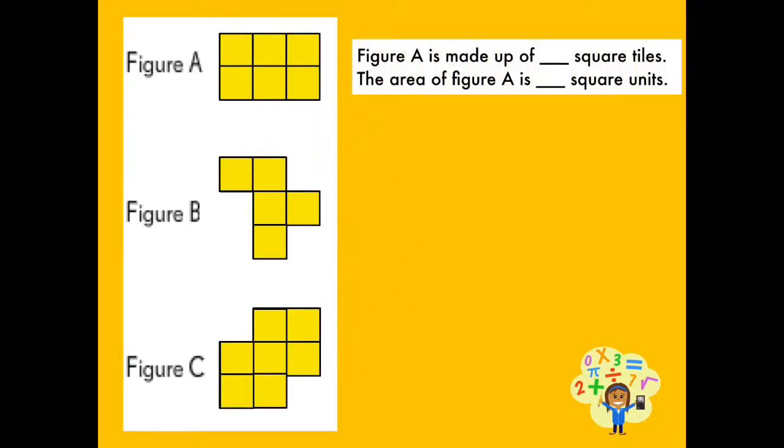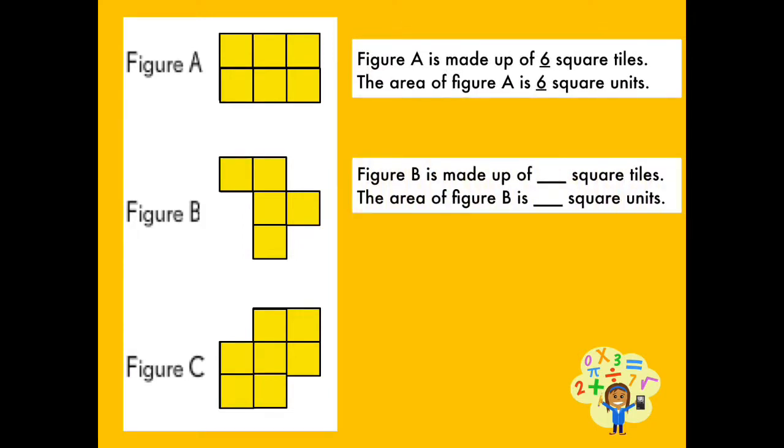How many pieces of square tile covered figure A? The fastest way to count the tiles is to do it by 3s or by 2s. 3, 6. Figure A is covered with 6 square tiles. We can say that the area of figure A is 6 square units.